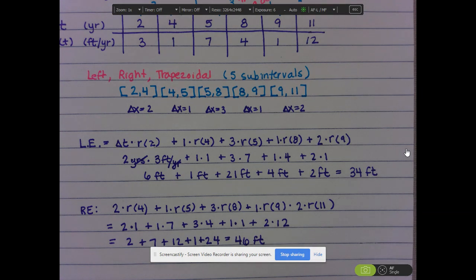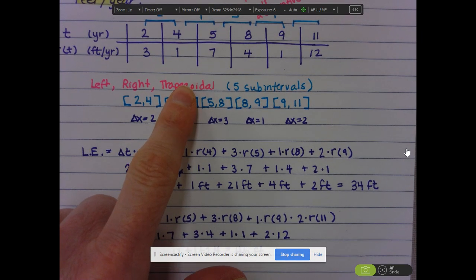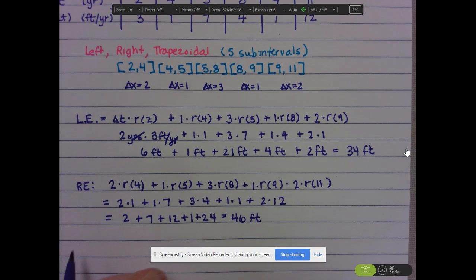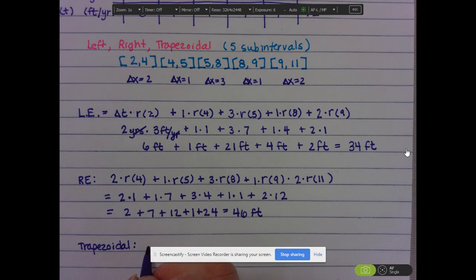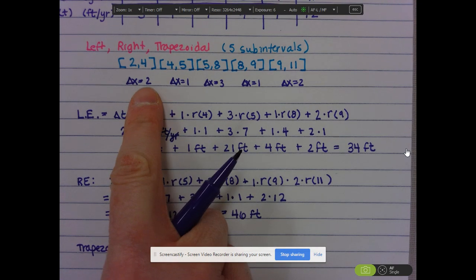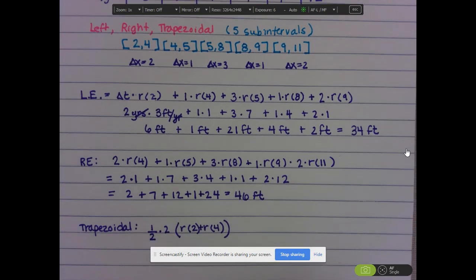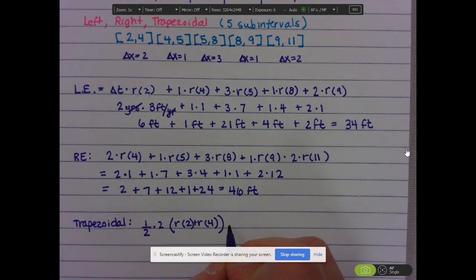Trapezoidal estimate is going to give us something that's a little bit closer. So let's remember now the trapezoidal estimate, we could actually use trapezoids if we wanted to. If you want to do the trapezoid the long way, just to see it, the area of a trapezoid is 1/2 the height, which would be this, times the sum of, and this would be r of 2 plus r of 4. And that's just going to find you the area of that first trapezoid. Then we repeat the process.